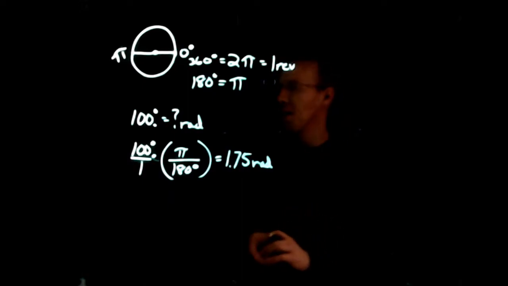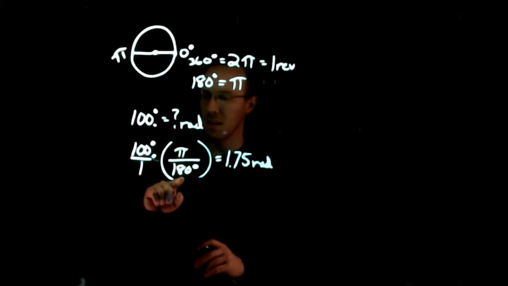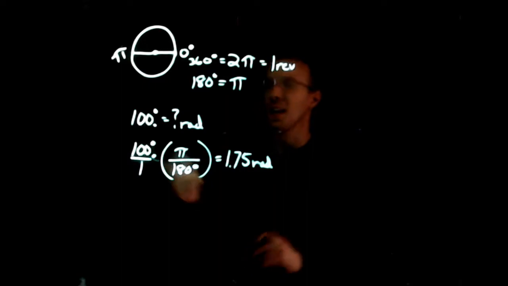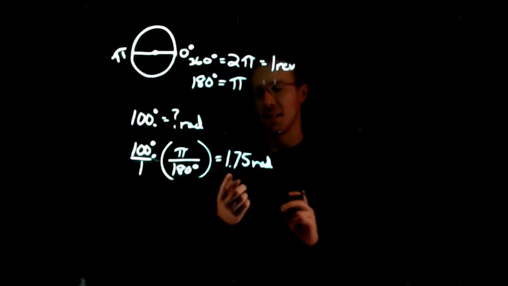So some people might think, well, 100 over 180 is 5 over 9. And so isn't it 5/9 pi? Yes, that's true. But if we put in 3.14 for pi, this is what we get for radians.